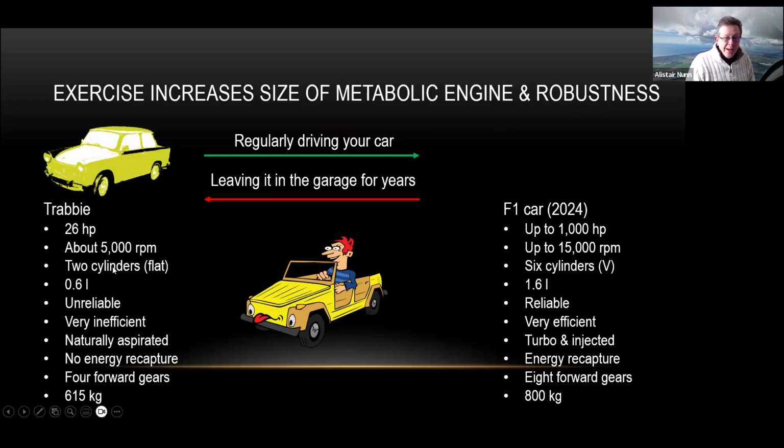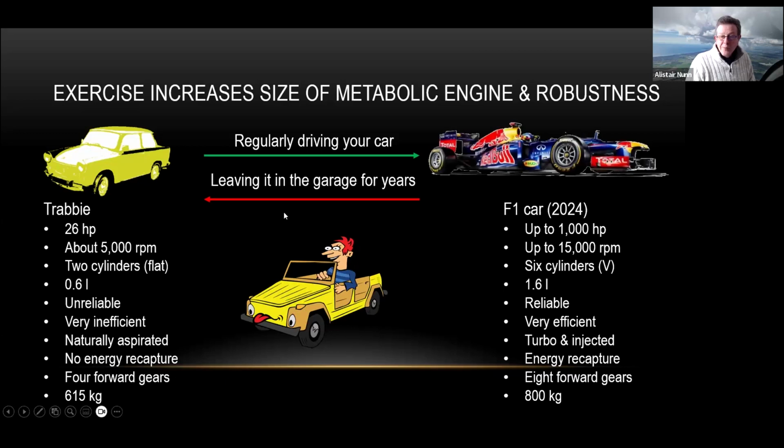Very low powered. It's not terribly reliable, fairly inefficient. It's got no energy recapture. But if you regularly drive it, it could turn into a Formula One car. And of course, you're looking at a completely different beast here. This is an animal which is 1,000 horsepower, 15,000 RPM, 6 cylinders, etc. And so there's this difference. If we don't use it, we lose it. If we use it in the right way, we actually enhance its function.